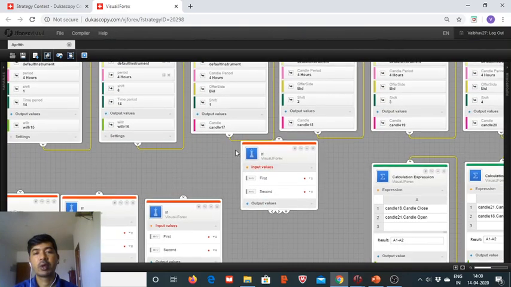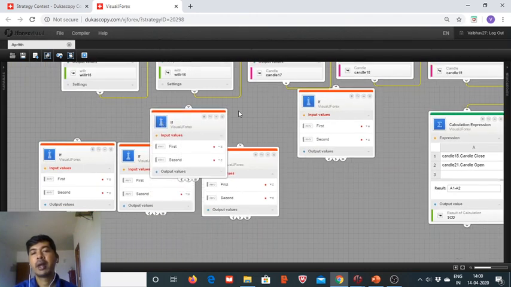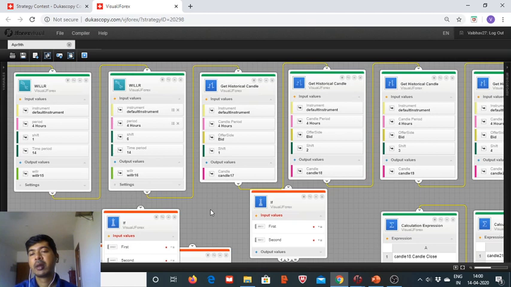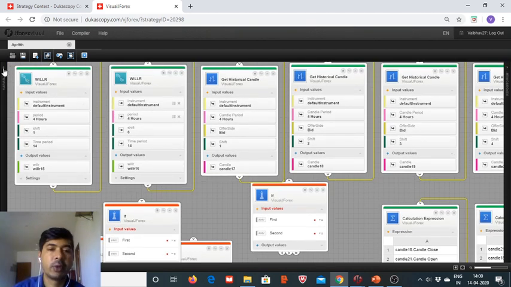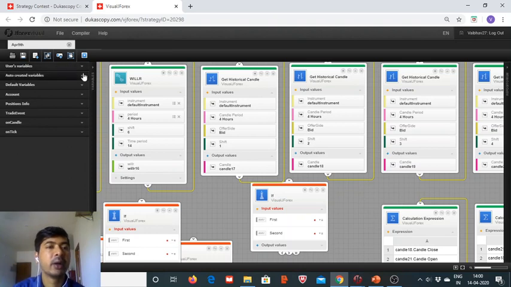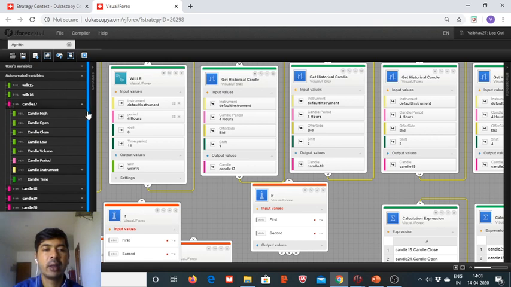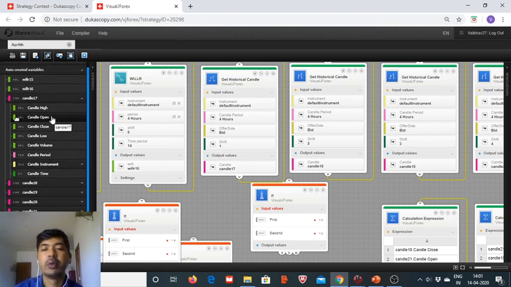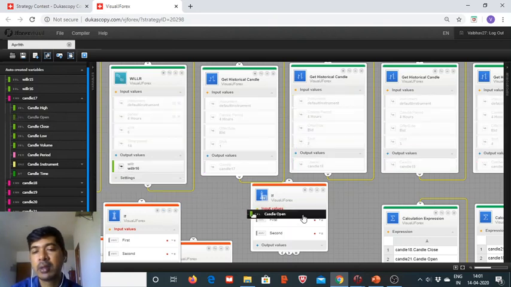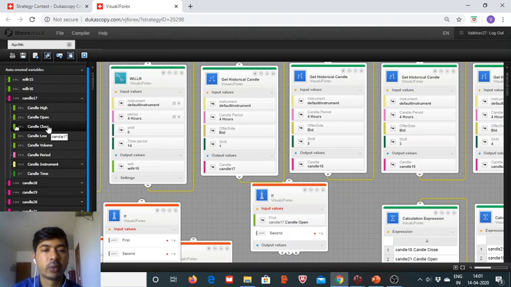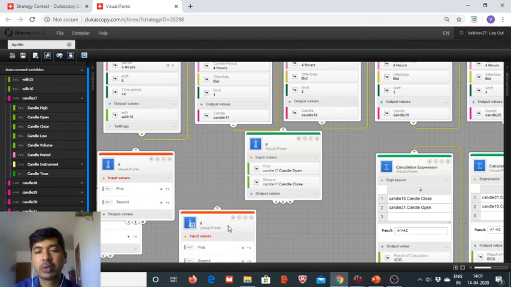So when we are looking for a buy trade, we want the prior candle to have closed in green, the last candle, the candle with the shift 1 value. So we go here, take the auto created variables, we look for candle 17, and here we got the candle open and the candle close. Now when it has closed with gains, that will mean that candle open is less than the candle close. So we will define that condition. Candle open should have been less than the candle close.